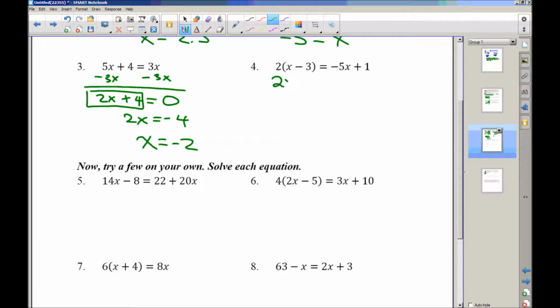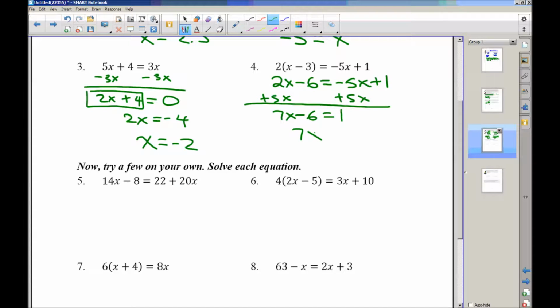First, I'll distribute to simplify the left side. Right side is already simplified. I'm going to add 5x to both sides, because that's the smaller amount of x's. Give me 7x minus 6 equals 1. Then I'll add 6 to both sides to move the 6 away from the x side. Okay? And then I'll divide by 7 to both sides to get the x isolated by itself.